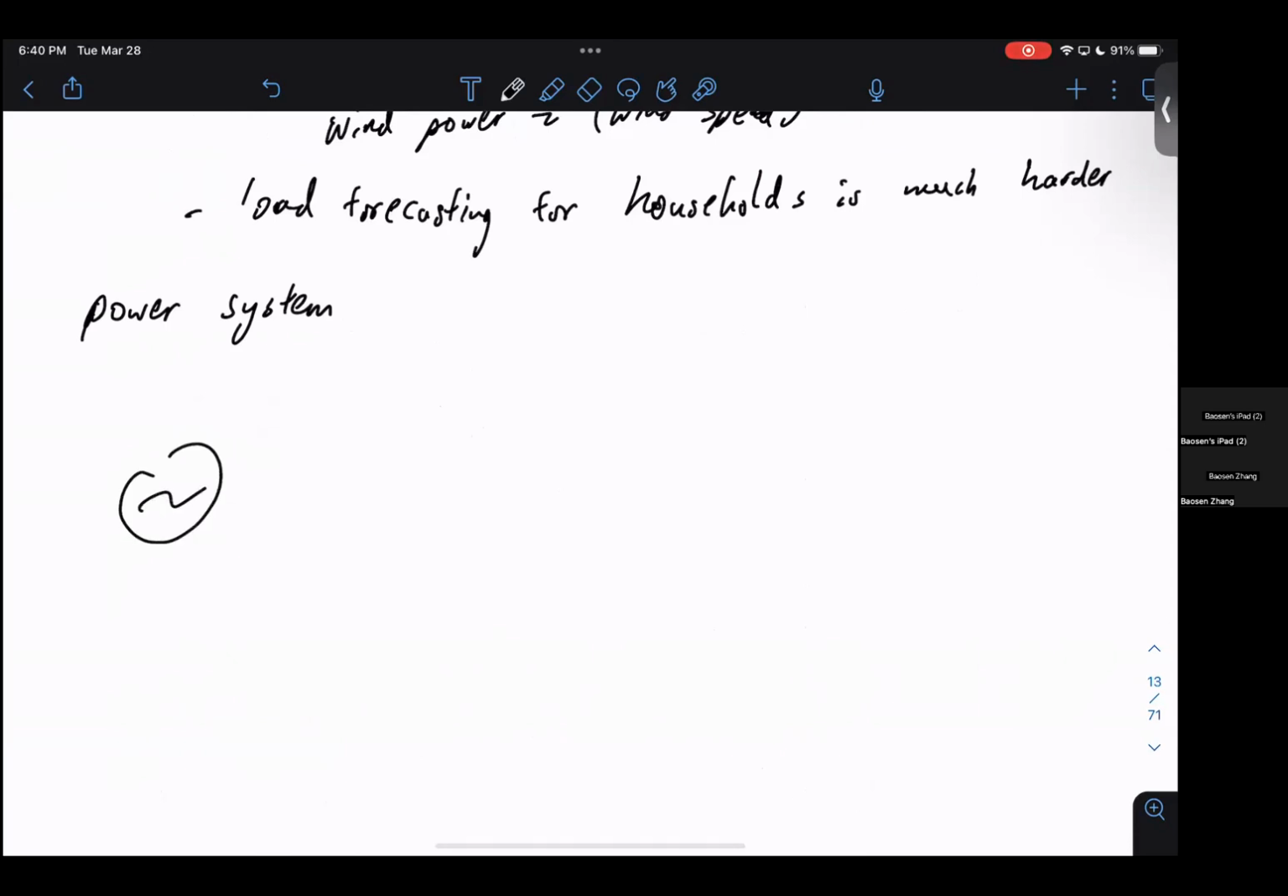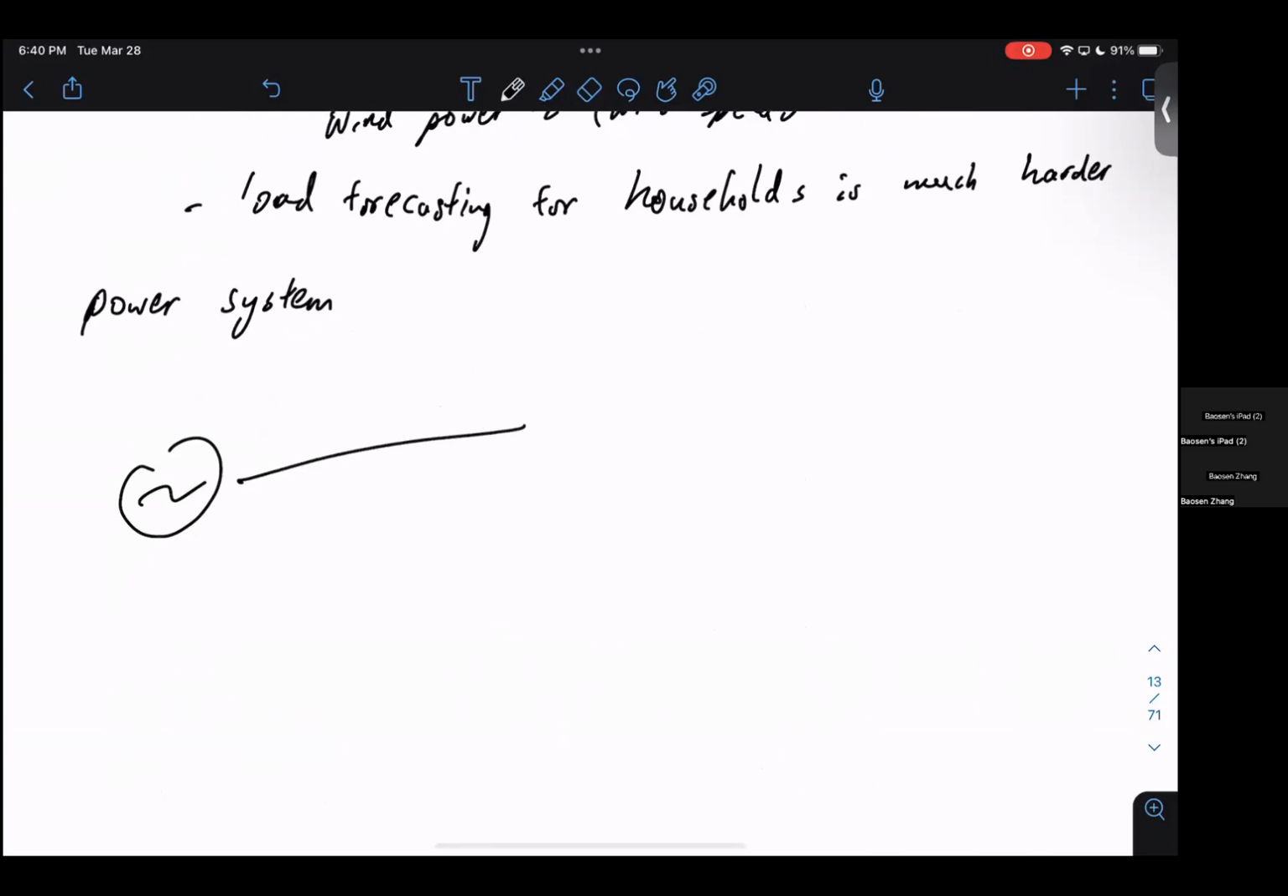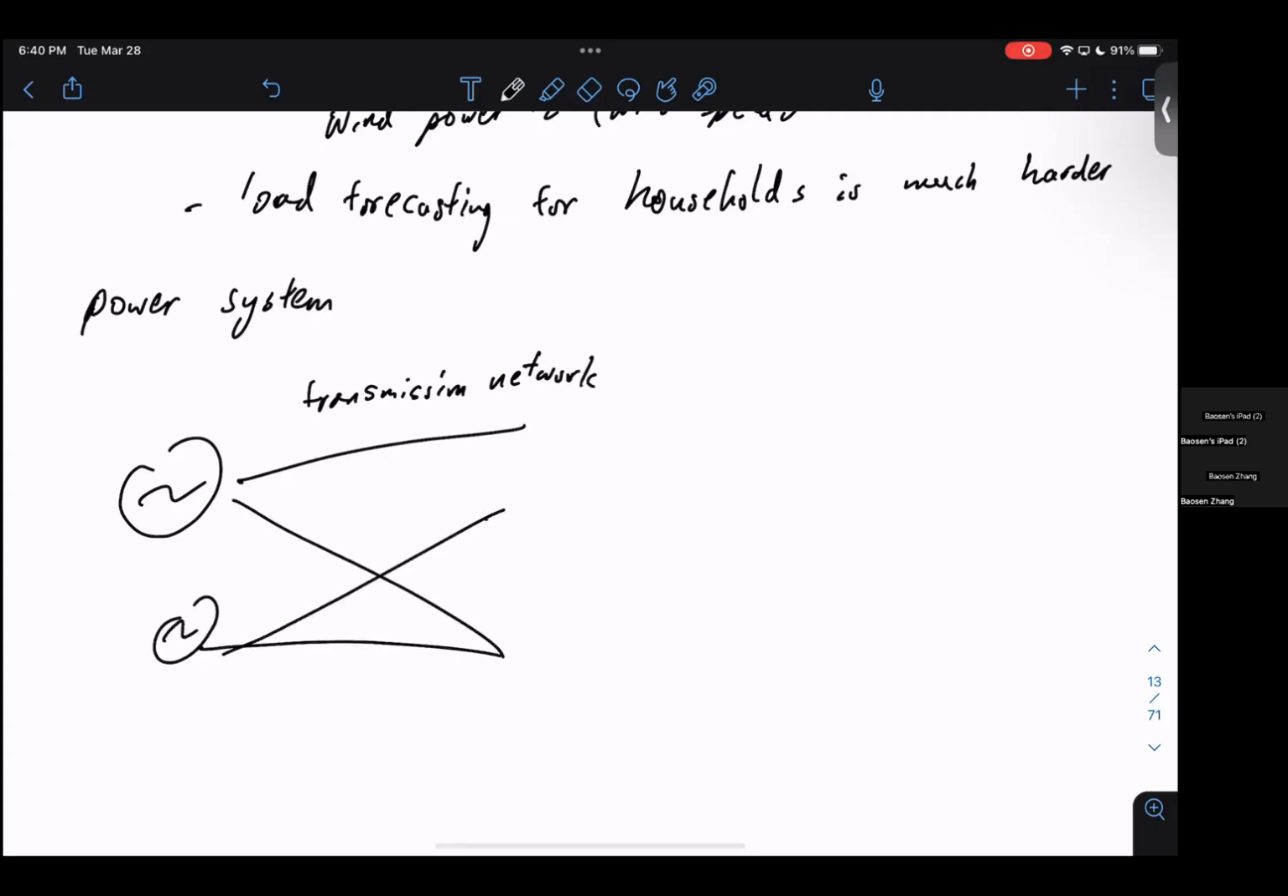You can think of what the system looks like as you have a big generator that's generating power. Then this goes into a transmission network. So you have some generators generating power that goes into different substations.